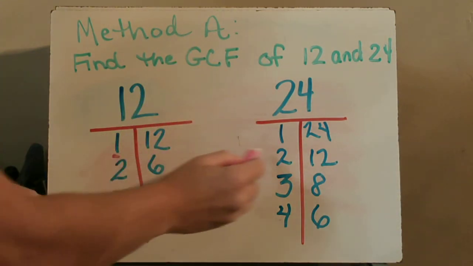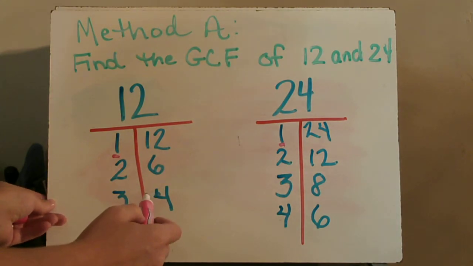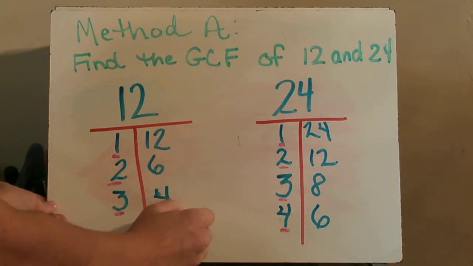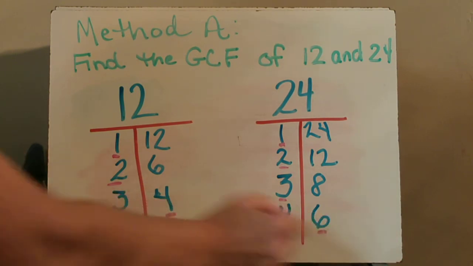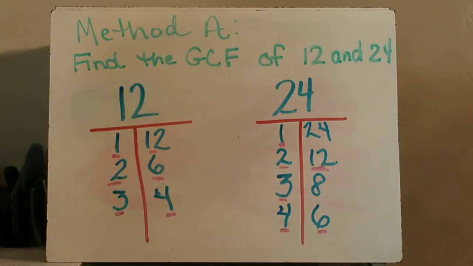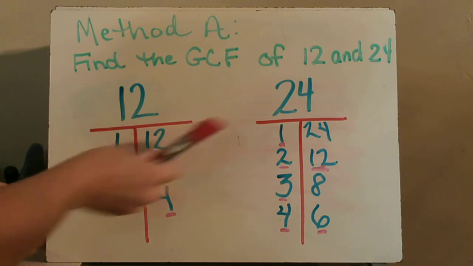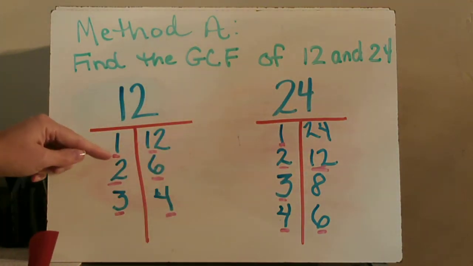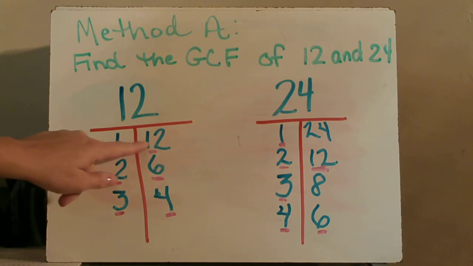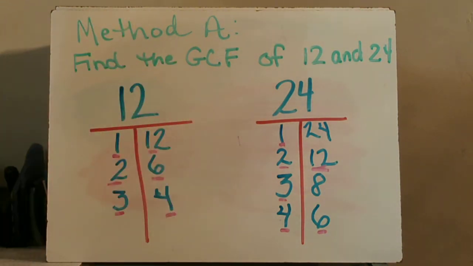Well, they both have 1. They both have a factor of 1. They both have 2 as a factor. They both have 3 as a factor. They both have 4 as a factor. They both have 6 as a factor. And they both have 12 as a factor. Okay? So 12 and 24 have in common the factors 1, 2, 3, 4, 6, and 12. So of those numbers, 1, 2, 3, 4, 6, and 12, 12 is the largest number. Okay? So that means that it's the greatest common factor.